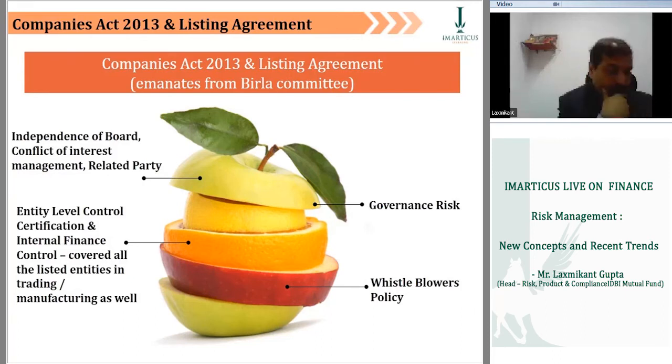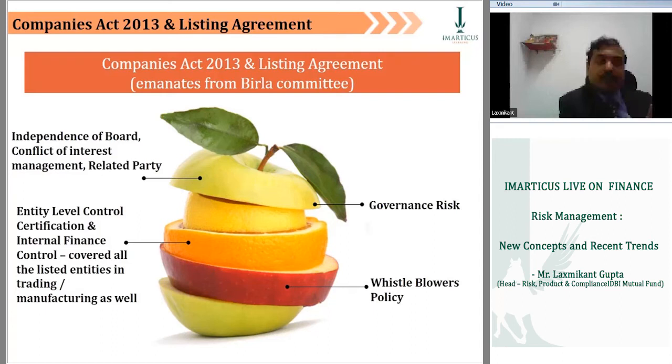Entity level control was introduced with the new Companies Act, along with the various rules, which specify that statutory auditors have to comment on the internal entity level controls. Chartered accountant guidelines say that for statutory auditors to comment on internal financial control, they have to go deep to see whether there are entity level controls throughout the organization. Basically, having an internal operational risk management system with a risk register and risk assessment.